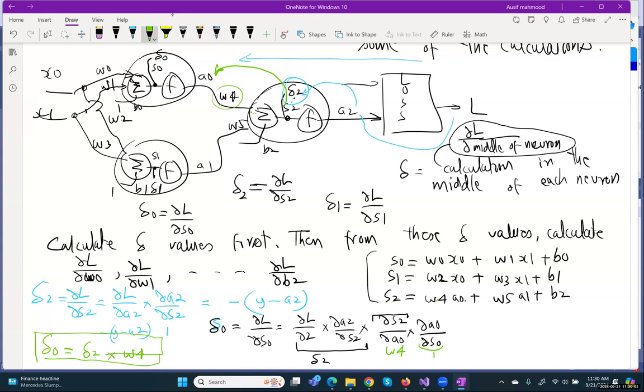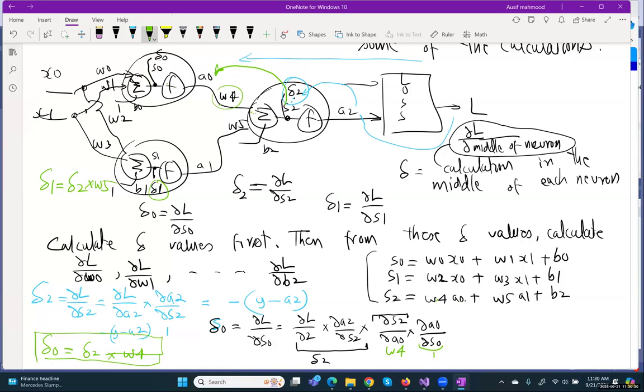Let me see if you can tell me now, without doing all the calculations, what delta 1 will be with respect to delta 2. It's delta 2 times W5. And you can verify it by expanding it fully and confirming that's the case, okay?